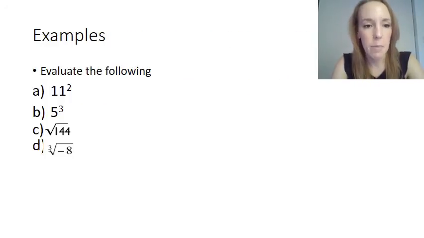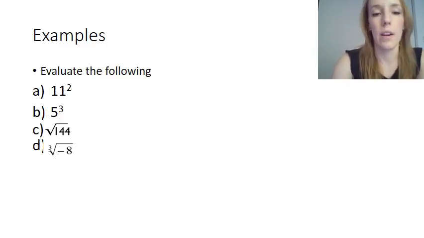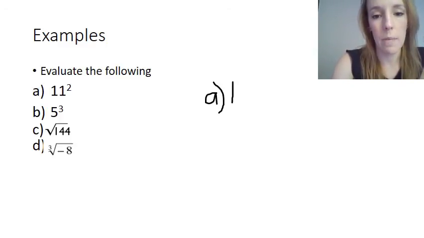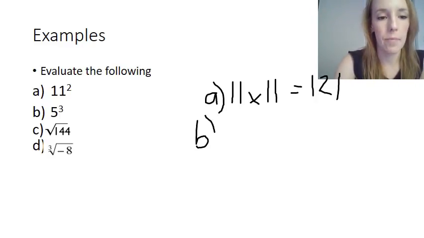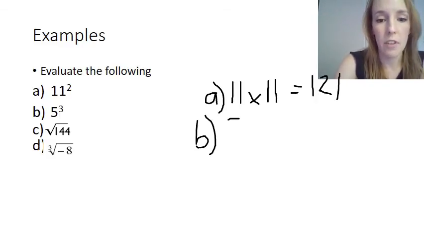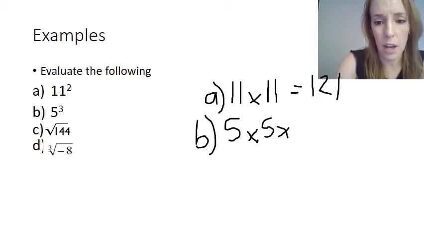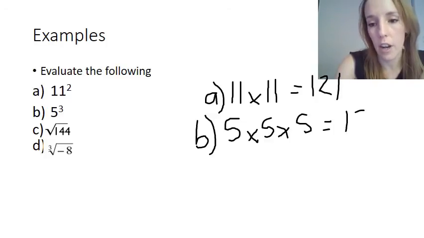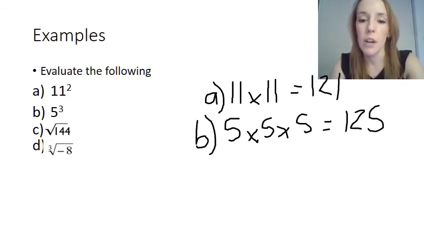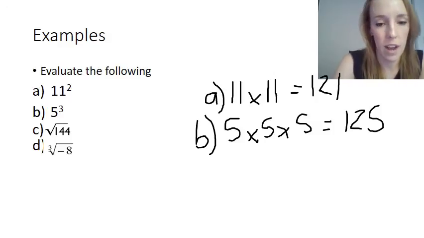Okay, got some examples here. We've got a few examples here that we're going to evaluate. A is 11 squared. So we know 11 squared means 11 times 11, which equals 121. For B, we've got 5 cubed, and 5 cubed means 5 times 5 times 5. 5 times 5 times 5 is 125, because 5 times 5 is 25, 25 times 5 is 125.